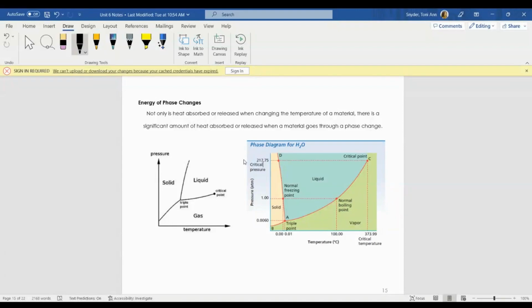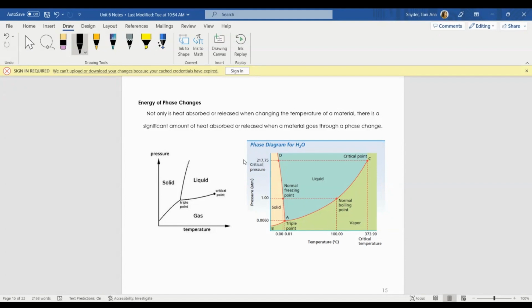You've done the heat of solution virtual lab at this point, and maybe a lab in class, depending on timing. But there's also energy associated with phase changes, which we have to learn about as well. As we change phase from a solid to a liquid or a gas, or whichever way you're going, some heat is either absorbed or released. Not only is heat absorbed or released when changing the temperature of a material, there's a significant amount of heat absorbed or released when a material goes through a phase change.